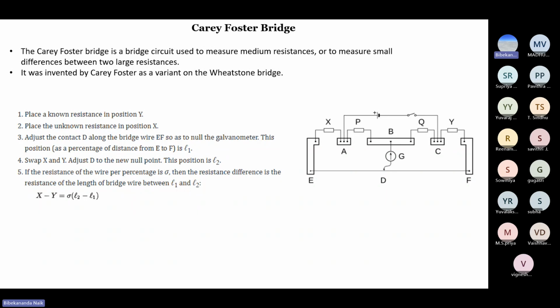So you must have seen the experimental lectures. In the Carey Foster bridge, this is a circuit which is used to measure the value of a medium resistance or to measure the small difference between two large resistances. Because we know in the case of the Wheatstone bridge, when the bridge is balanced, the Wheatstone bridge is like that.